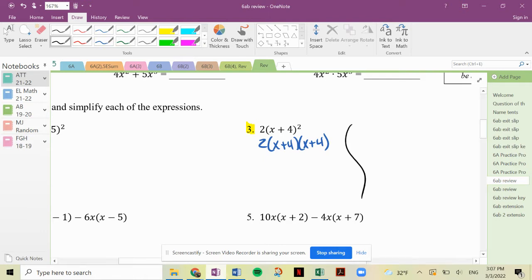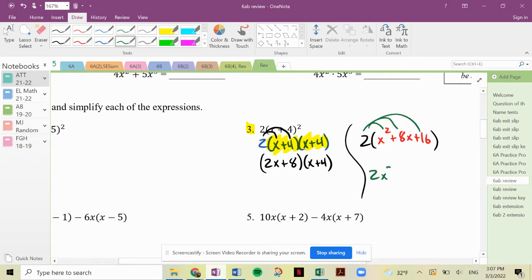So you will see some students want to distribute the 2 into that first section. That's great. We get 2x plus 8. Now that still needs to be multiplied by x plus 4. Other students might keep the 2 there and then go ahead and double distribute x plus 4 times x plus 4. So if they get x squared plus 8x plus 16, and then distribute the 2 into there, either way here, we should end up with 2x squared plus 16x plus 32.